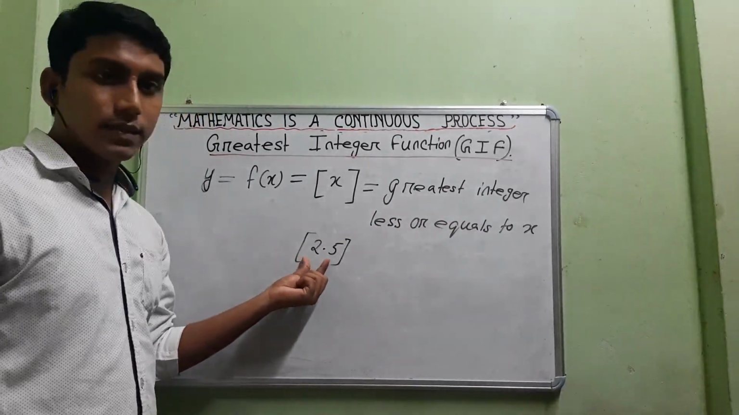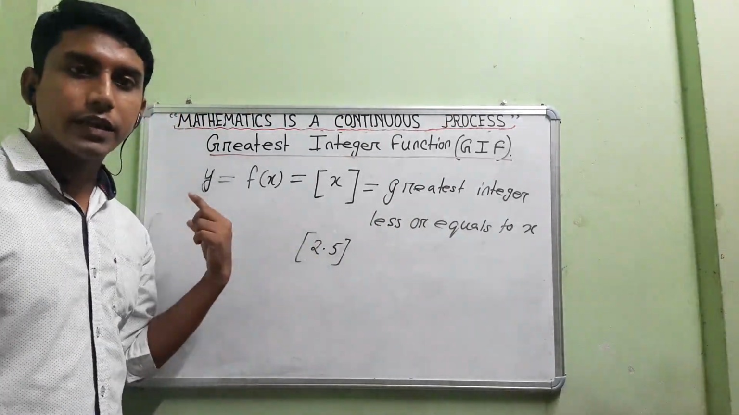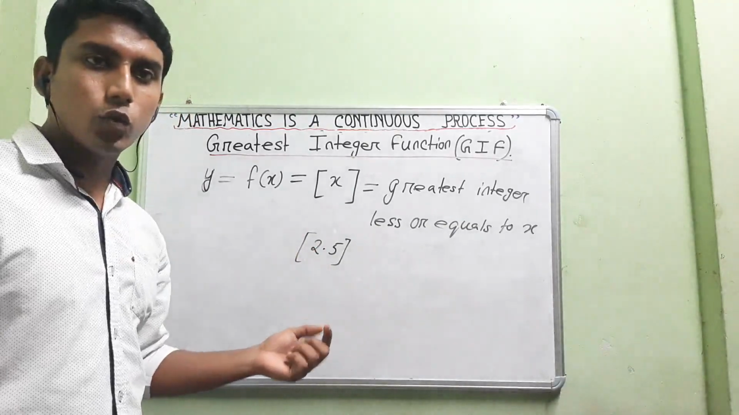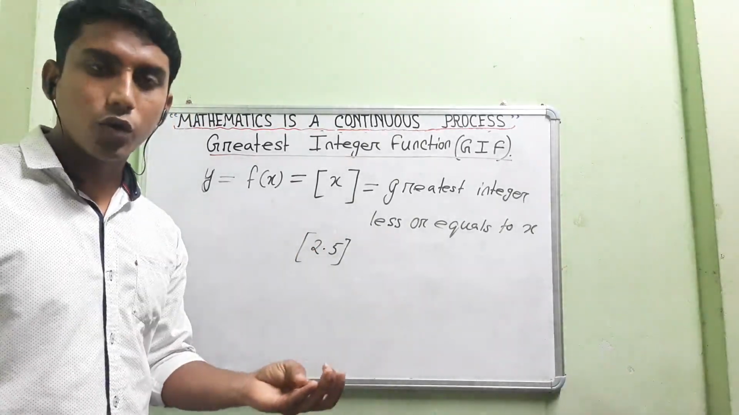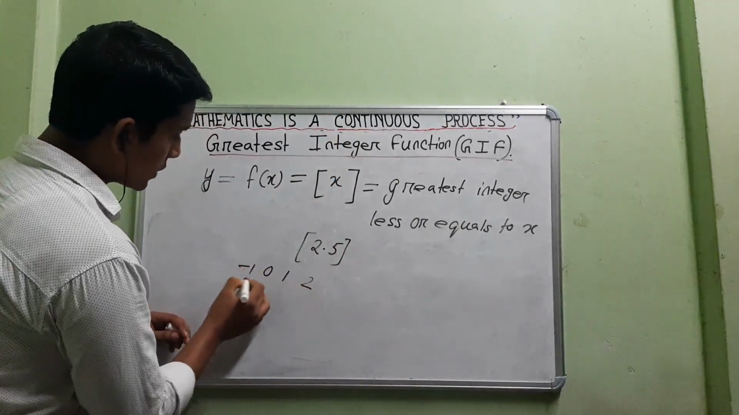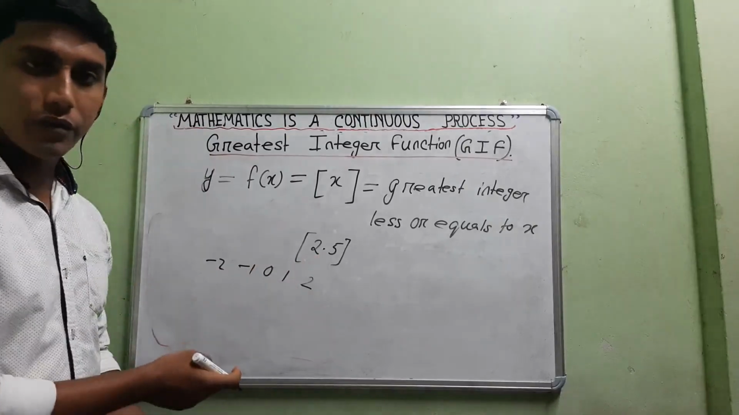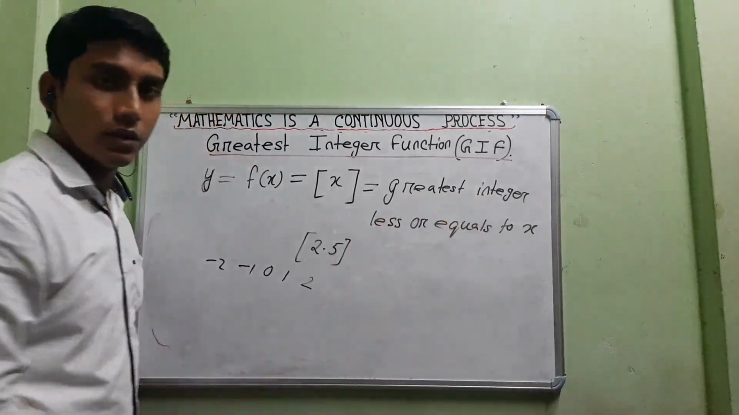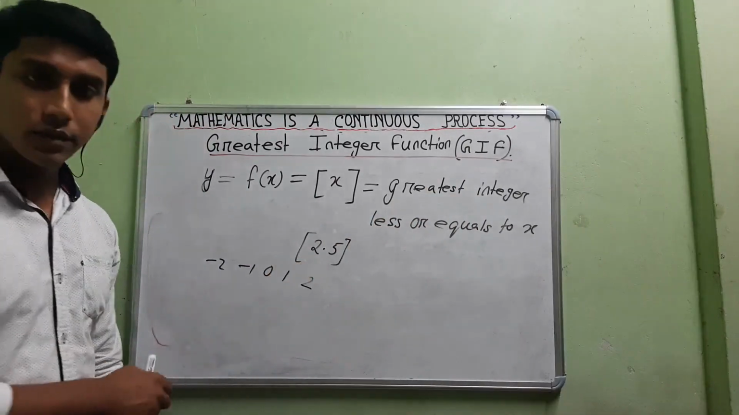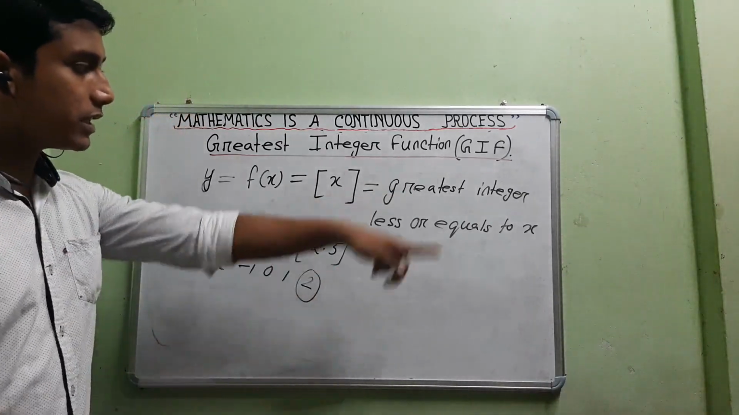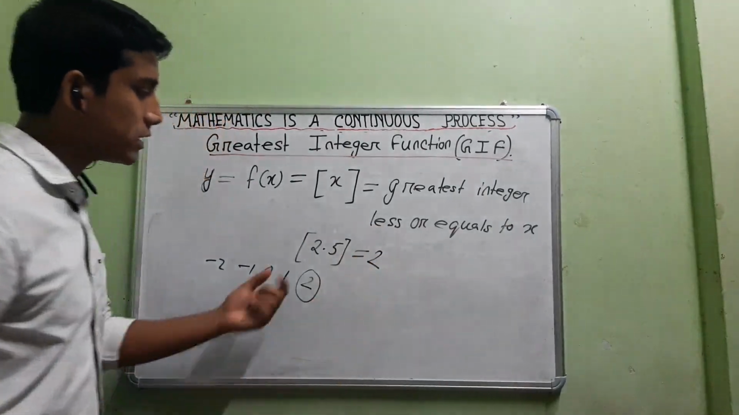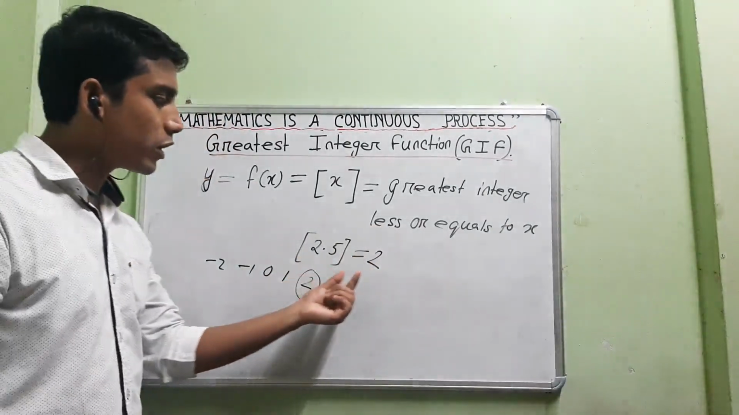So less than this. What are the integers less than this? We know this is 2.5. So integers less than 2.5 are like 2, 1, 0, minus 1, minus 2, minus 3, all these kinds of things. These are the integers less than 2.5. Now they are telling greatest integer. Out of all the integers less than 2.5, which one is greatest? Greatest is 2. So the greatest integer less than x would be equal to 2. This is the rule of calculating the box function. Box of 2.5 will be 2.